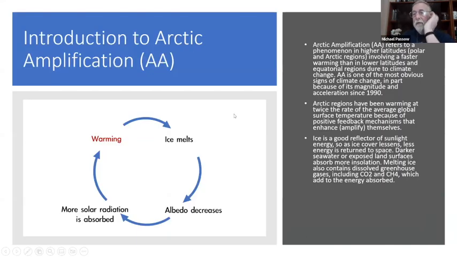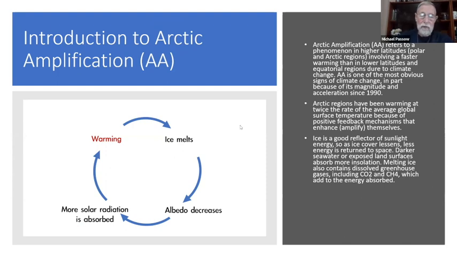Briefly, the Arctic amplification refers to a phenomenon in the higher latitudes involving faster warming than in lower latitudes due to climate change. It is one of the more obvious signs of climate change, in part because of its magnitude and acceleration since 1990. The Arctic regions are warming at about twice the rate of average global surface temperatures because of positive feedback mechanisms.